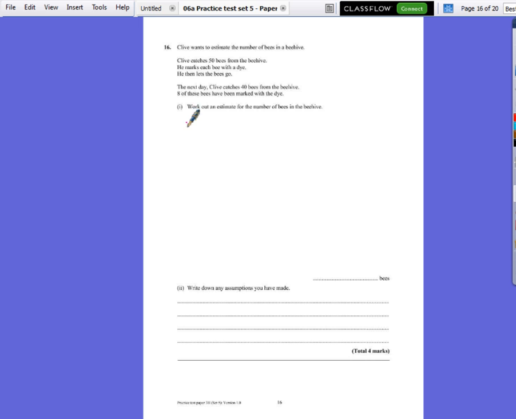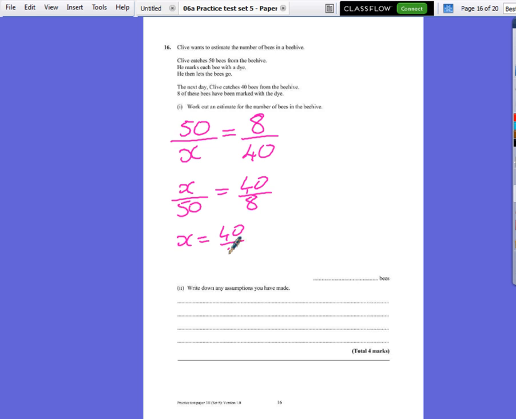Well, on the first day he marks 50 out of a number of bees in that beehive, which we don't yet know. On the second day, 8 out of the 40 bees he catches have dye on them. So the two proportions should be the same as an estimate. So rearranging that to find x. First of all, if those two are the same, we can flip them, find the inverses, and those two will also be the same. So we can just find the inverses of both. It just helps us rearrange it a little bit easier. So x would be 40 over 8 times 50, which will give us 250 bees in the beehive.